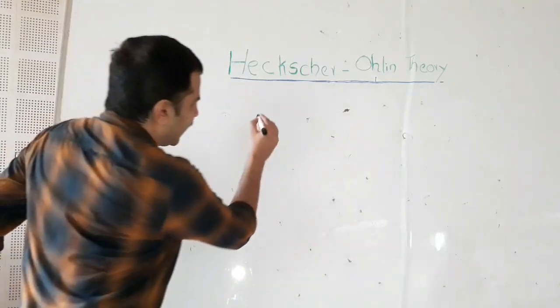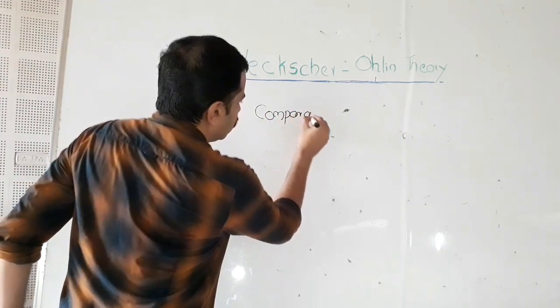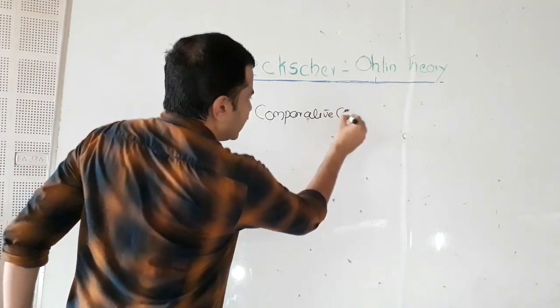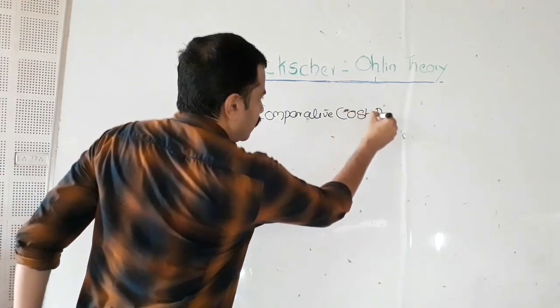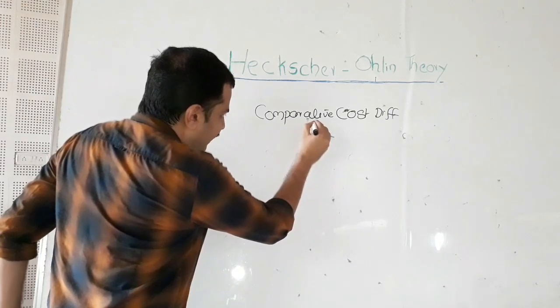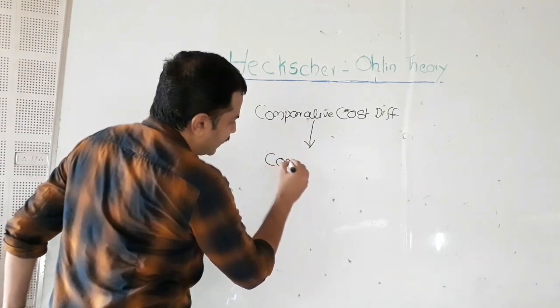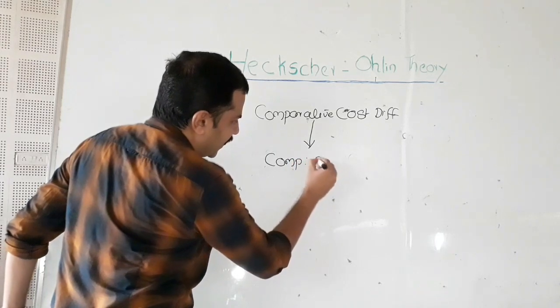Okay, we have the comparative cost difference, which, according to the traditional theory, is the basis for trade. This comparative cost difference arises due to the comparative price difference.